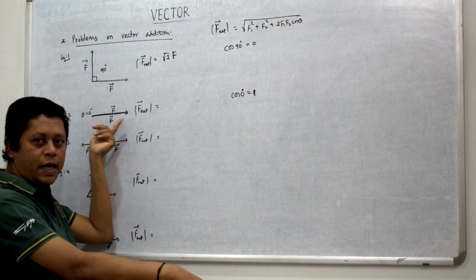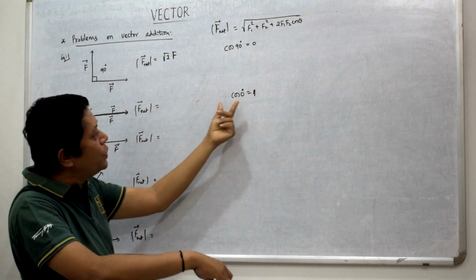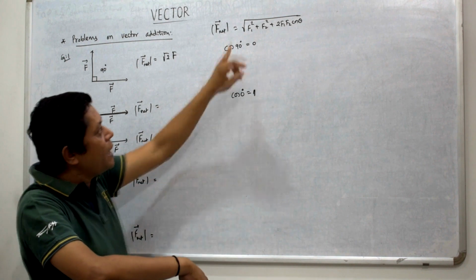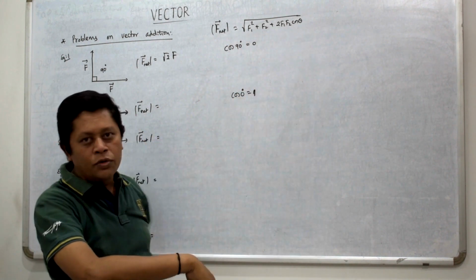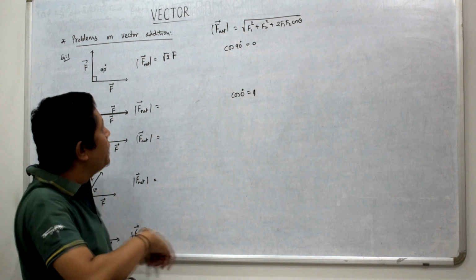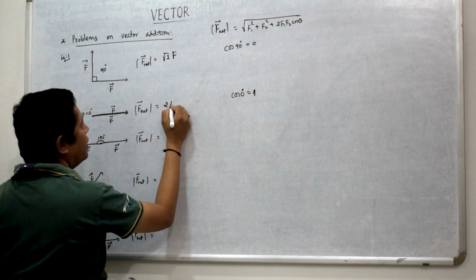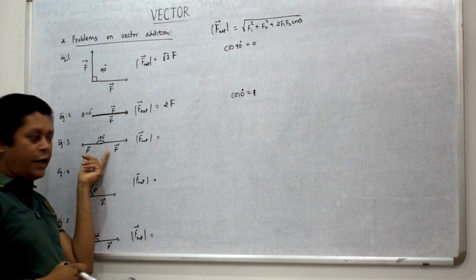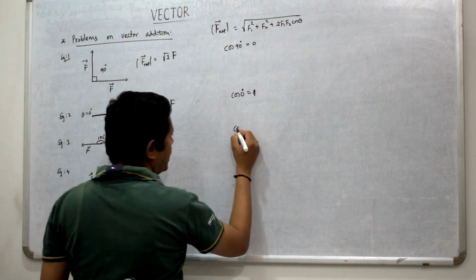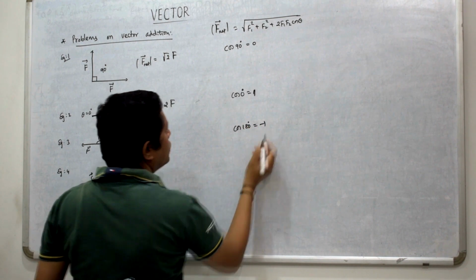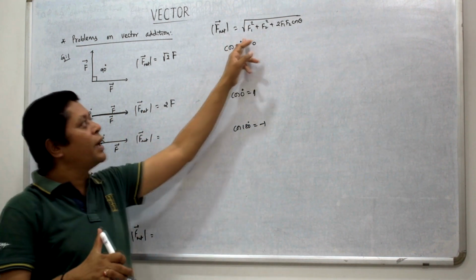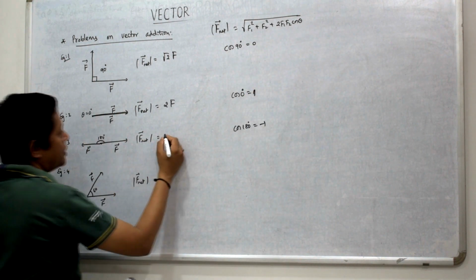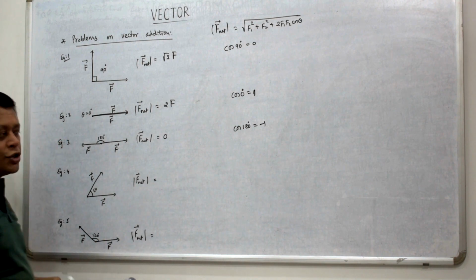If two vectors are in the same direction, theta is 0 and cos 0 is 1. In this equation, if we put the value, F² plus F² plus 2F², it is 4F², so the square root is 2F. So the resultant will be 2F. In this case, theta is 180 degrees and cos 180 is minus 1. So it is F² plus F² minus 2F², which is 0. So the magnitude will be 0.